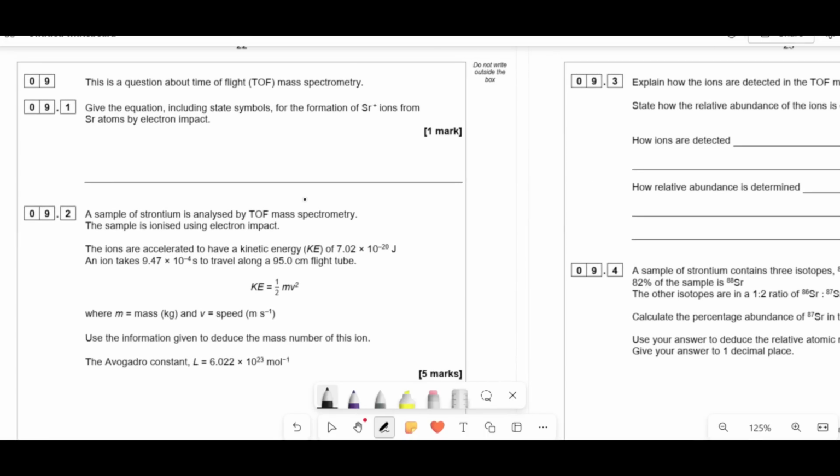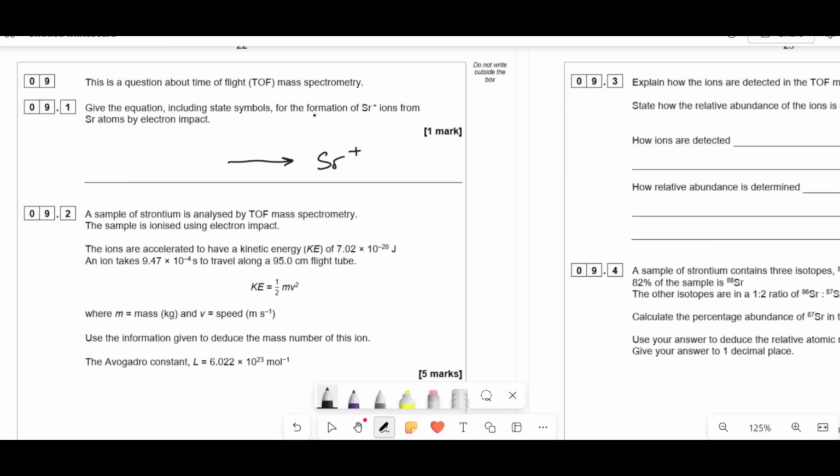Now this is a question about time of flight mass spectrometry. Give the equation, including state symbols, for the formation of that and that. Thank God the majority of people got it right, but just use again what the question's saying. You're making Sr+ ions, right? We have to put state symbols in as well, because it says including state symbols. We're making 1+ ions from atoms. That's the first ionization energy, where 1 mole of gaseous atoms becomes 1 mole of gaseous 1+ ions.